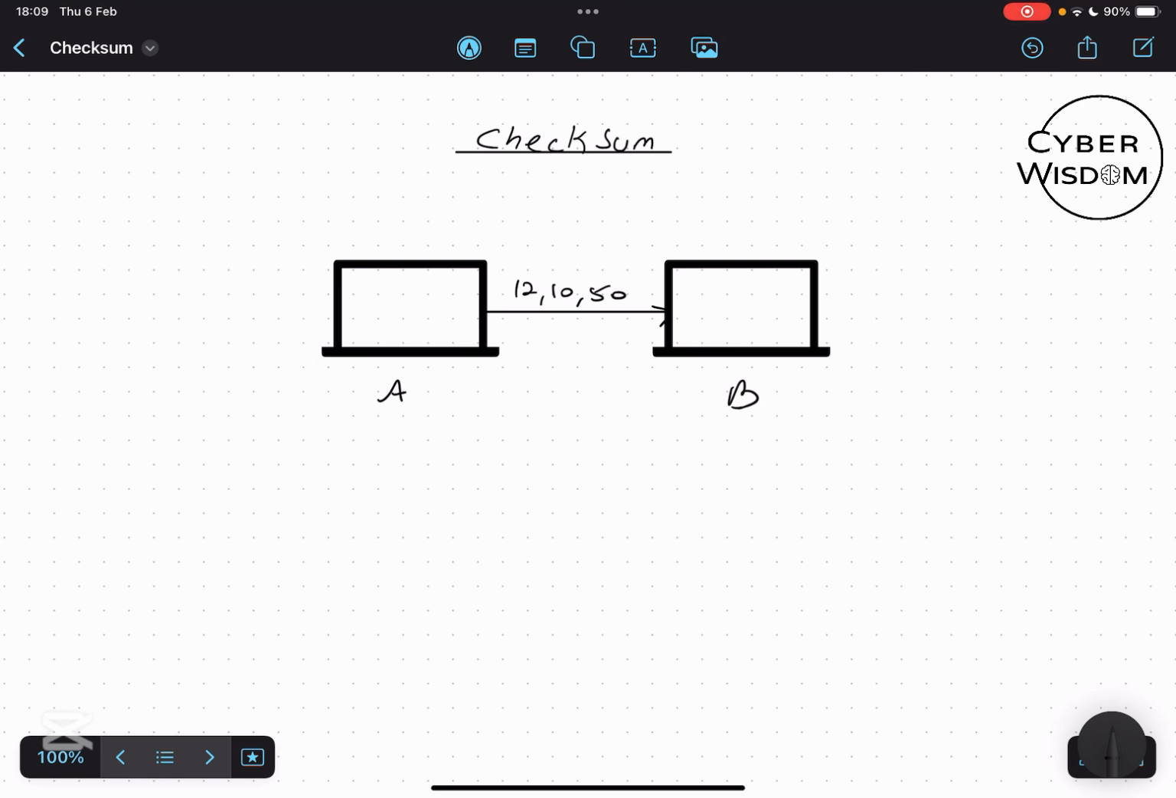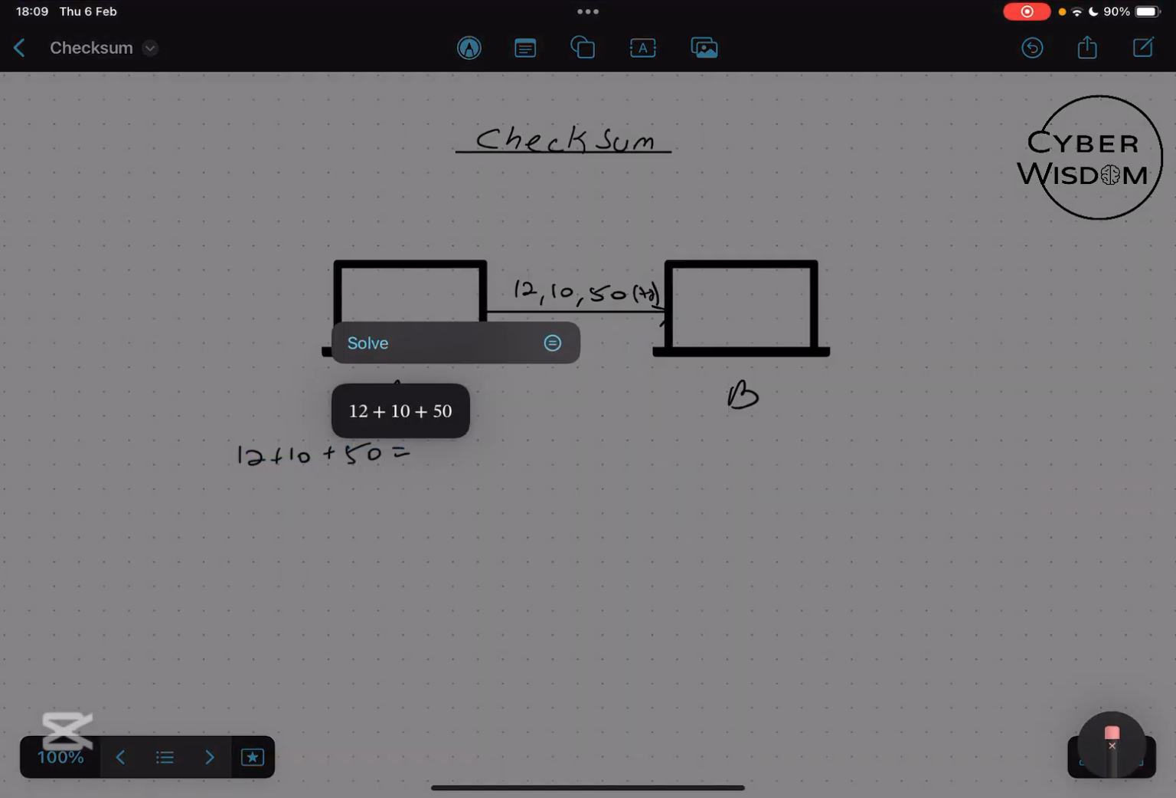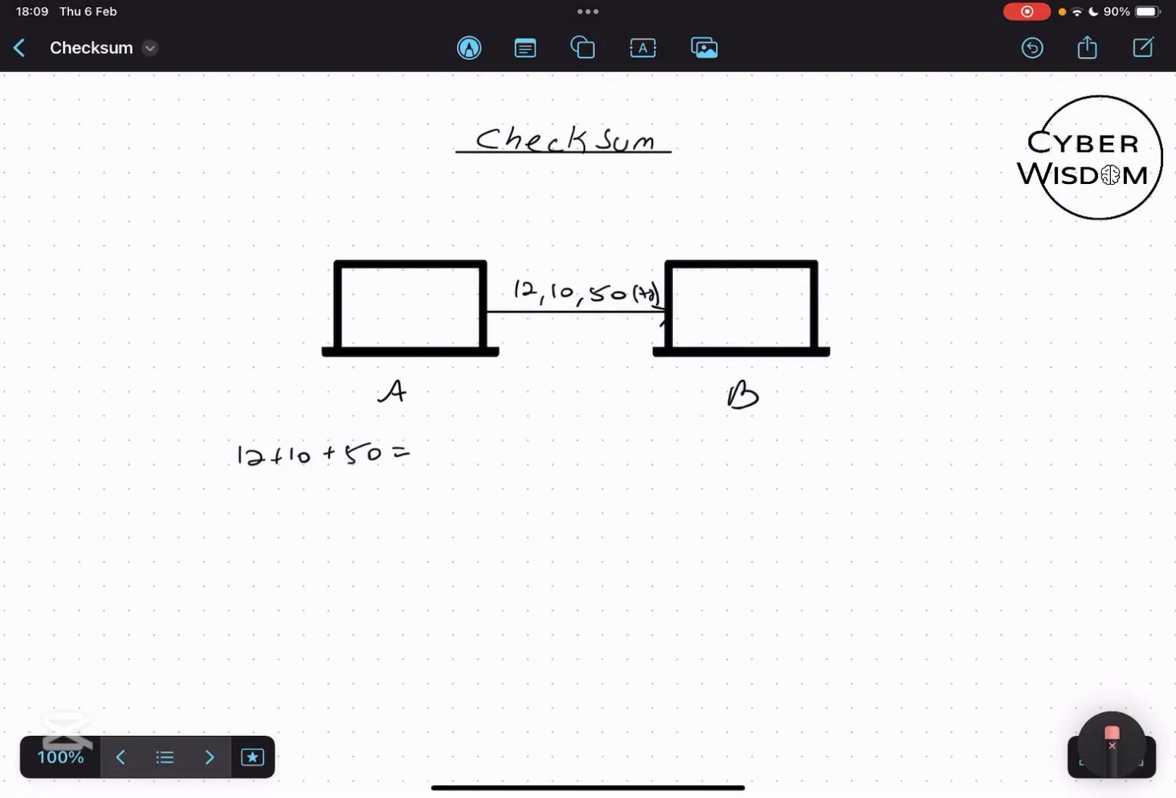But we also want to make sure that we have the correct data, right? So it also adds at the end, let's say in parentheses, 72. Why 72? Because we decided on a checksum method that takes the numbers and adds them up. So now we have this number as the checksum.